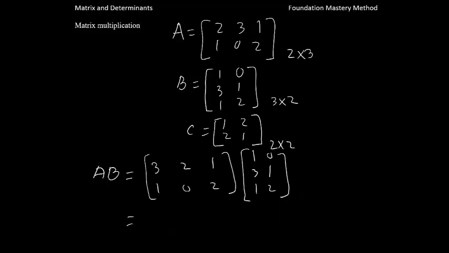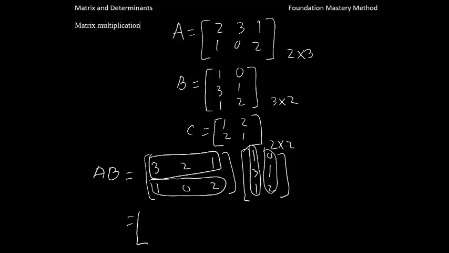Now we want to multiply A with B, A on the left side, B on the right side. To do that, first I need to mark my rows in the left matrix and columns in the right hand matrix. So you have 3 times 1 is 3, plus 2 times 3 is 6, plus 1 times 1 is 1.